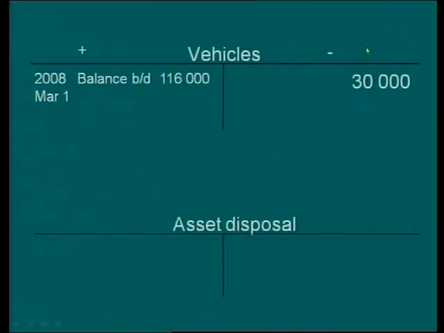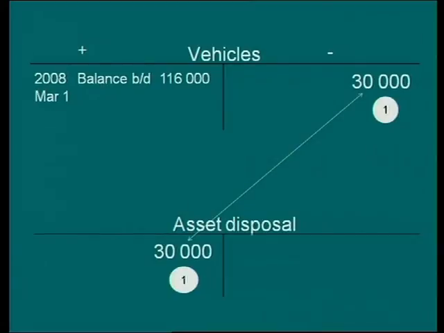So therefore, when I take my vehicle out on that side, you see that I'm decreasing vehicles by 30,000. So I'm crediting my vehicles. Don't worry about what we write here. I will show you later on. And we debit the asset disposal account. That is step number 1. Transfer the cost price of the asset that I'm selling to the asset disposal account.